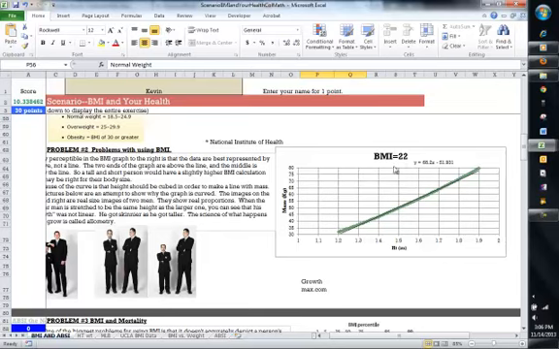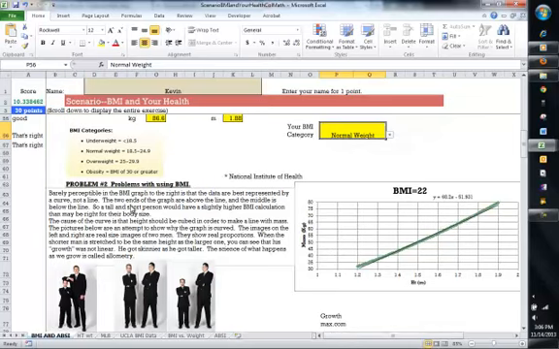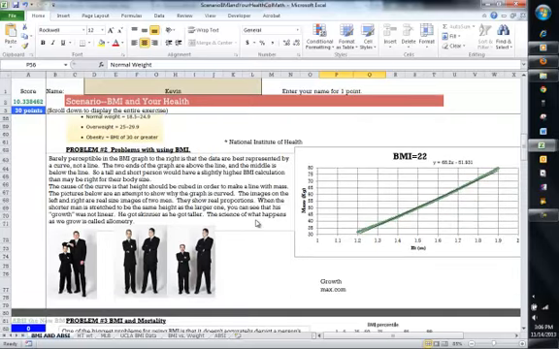So this is for BMI equal to 22. For those people, and you see the mass in kilograms. The two ends of the graph are above the line, and the middle is below the line. So a tall and short person would have a slightly higher BMI calculation than may be right for their body size. The cause of the curve is that the height should be cubed in order to make the line with mass.